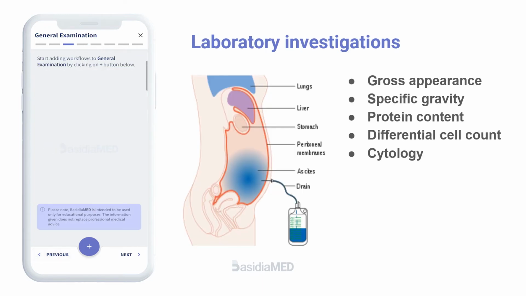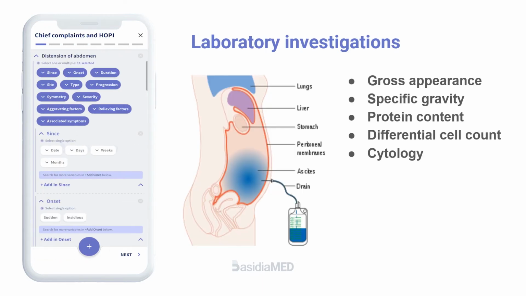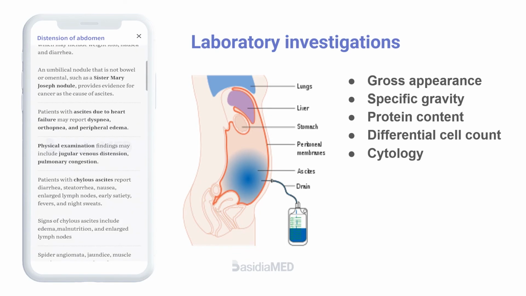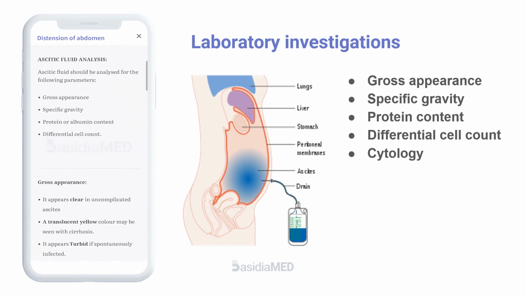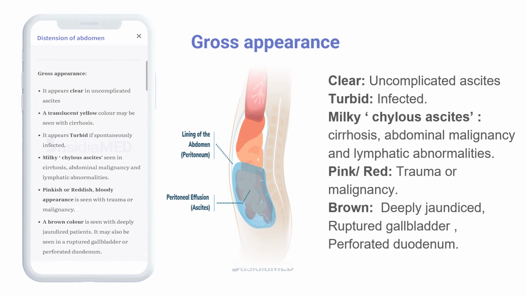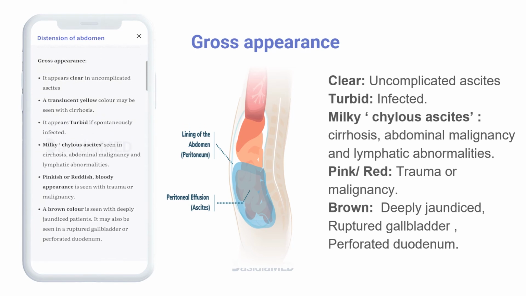Ascitic fluid should be analyzed for the following parameters: gross appearance, specific gravity, protein or albumin content, and differential cell count. The following features are looked for on gross appearance. It appears clear. In uncomplicated ascites, a translucent yellow color may be seen, with cirrhosis. It appears turbid if spontaneously infected.